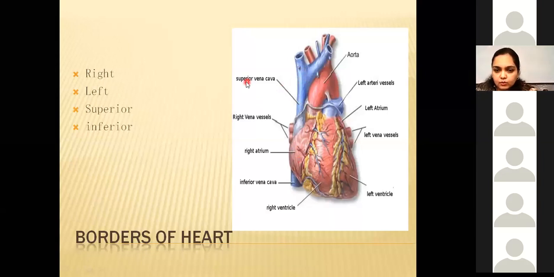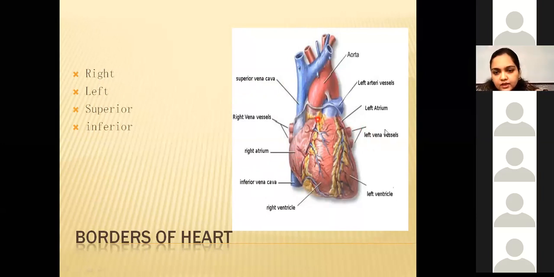This is the right border of the heart that is in line with the superior and inferior vena cava, and it is formed by the right atrium and a small part by the right ventricle. Just remember, the right border is also called the right pulmonary surface. The right pulmonary surface is also formed by both these things, right atrium and the right ventricle.